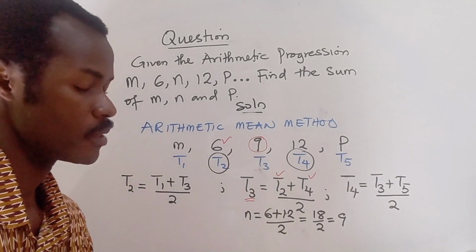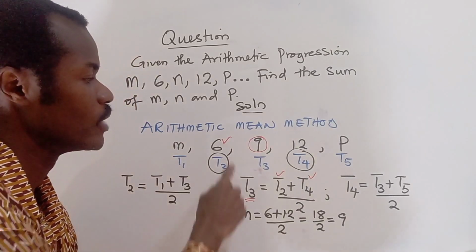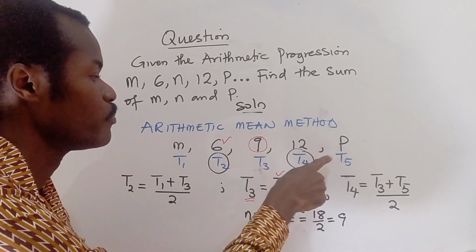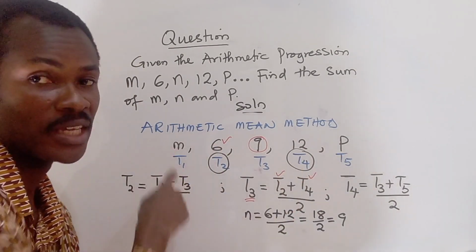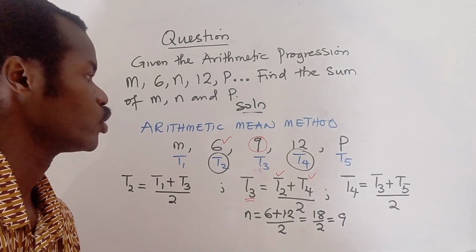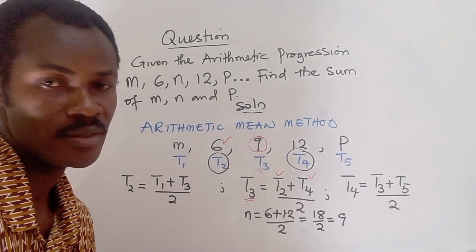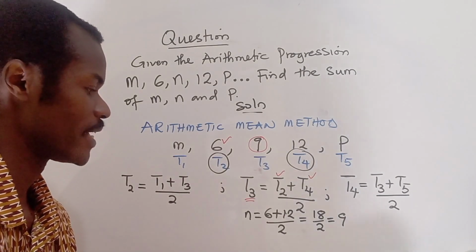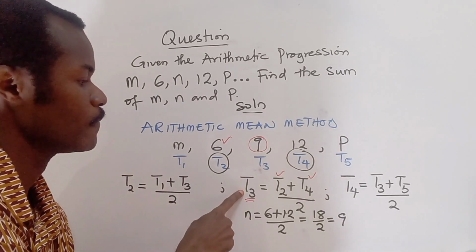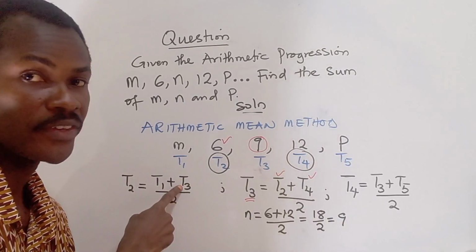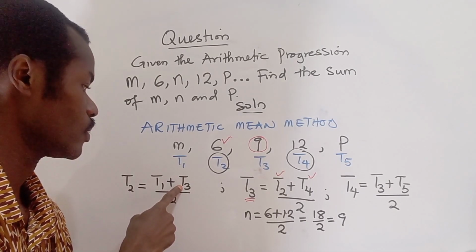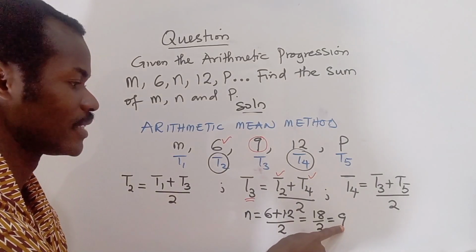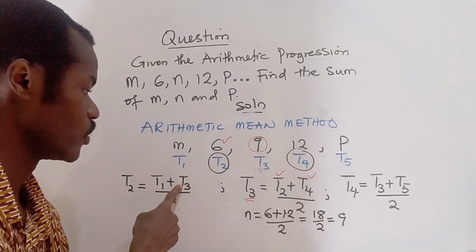Okay, now sometimes to be faster, you can find your common difference and add it to this to get p and subtract it to this to get n. But today we just want to use the arithmetic mean to solve. Now that I've been able to get my t3, we can substitute this value as 9 here.